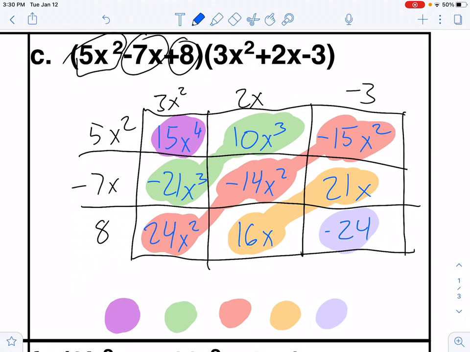Okay. So now I just go through and I'm adding these up. 15x to the fourth doesn't have anything. Negative 21 and positive 10. I'm just counting these up, so I'm not really even worried about my exponents or anything like that. So negative 21, positive 10 will give us negative 11. And then we combine all these. I'm going to say 24 minus 14, which is 10, minus 15 is negative 5.